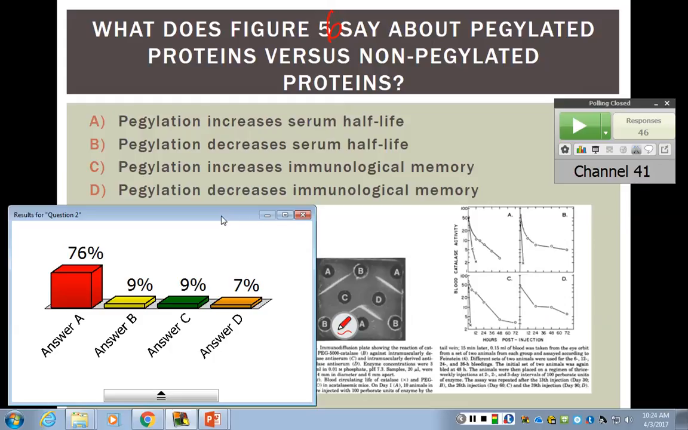Is this human catalase or mouse catalase? It's human catalase. So we're developing this drug for human therapy. So we want to give humans human enzymes. So we're injecting a human enzyme into a mouse.